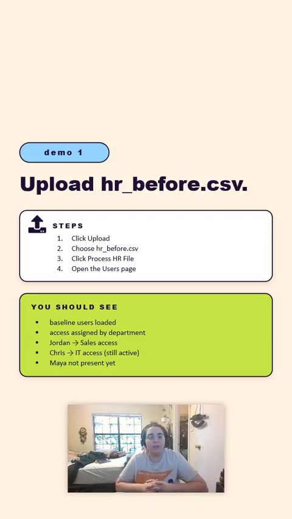In IAM, that kind of automatic default access is called birthright access. It simply means that the permissions someone gets are automatically assigned because of who they are and what team they belong to. They did not have to request anything; the rules assigned it for them. That is our baseline, so now let's see what happens when the team actually changes and upload our second file.